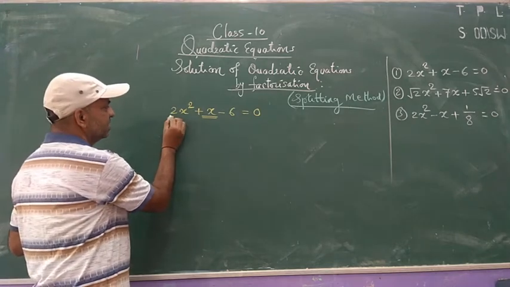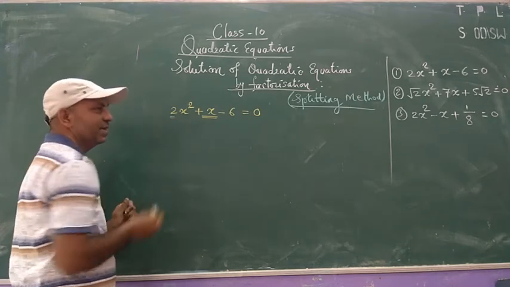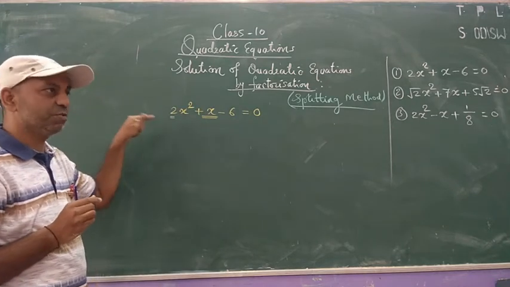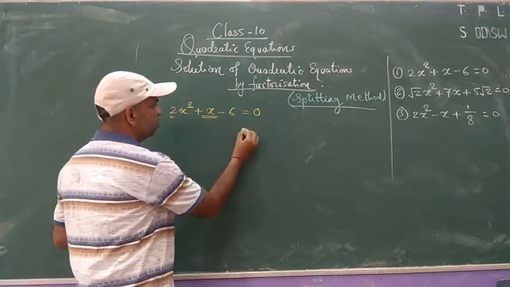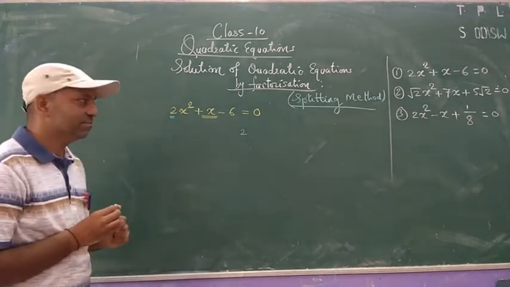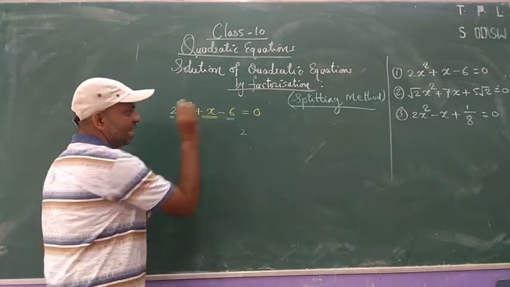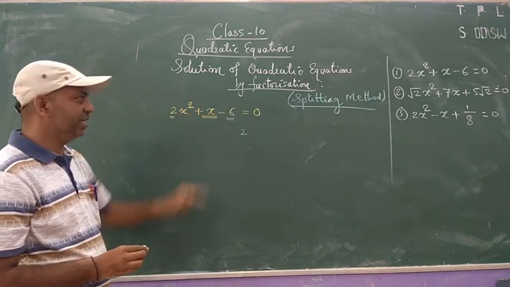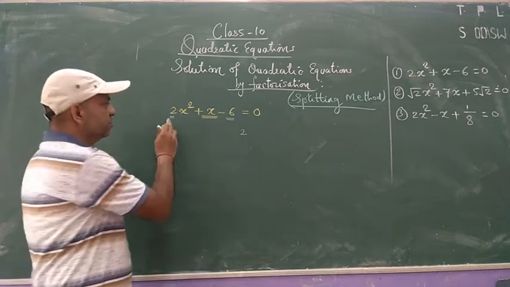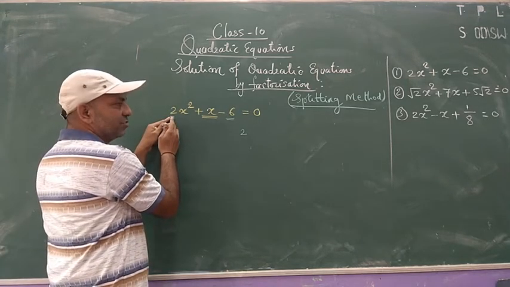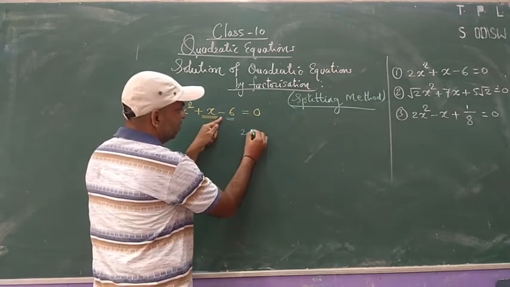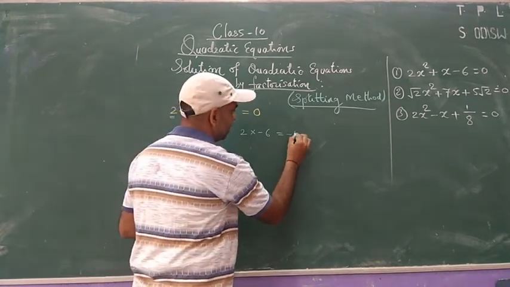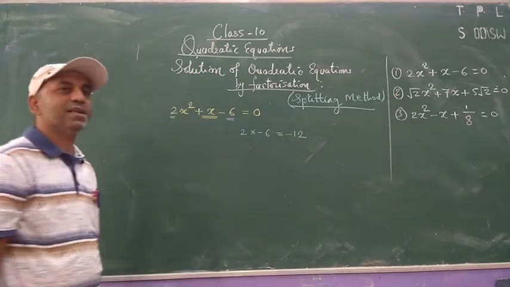See, so first what you have to do? First you have to take the coefficient of x square. What is the coefficient here? x square, 2. Then last term with sign. Don't forget sign of any number or any coefficient. So first we took coefficient of x square, 2, then last term minus 6, then multiply this, 2 and minus 6, and we get minus 12.